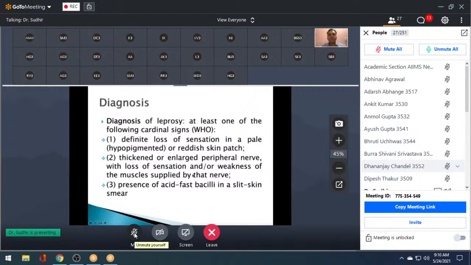Diagnosis of leprosy requires at least one of the following cardinal signs. One is definitive loss of sensation in pale or reddish skin patches, hypopigmented patches. Generally, in the Indian context, the skin color is not so fair, so it appears as hypopigmented patches. Another is a thickened or enlarged peripheral nerve with loss of sensation and or weakness of the muscles supplied by that nerve, and the presence of acid fast bacilli in a slit skin smear. You have to give a nick in the skin and, by scraping, take a little bit of tissue and spread it on a glass slide, and then do the smear examination.